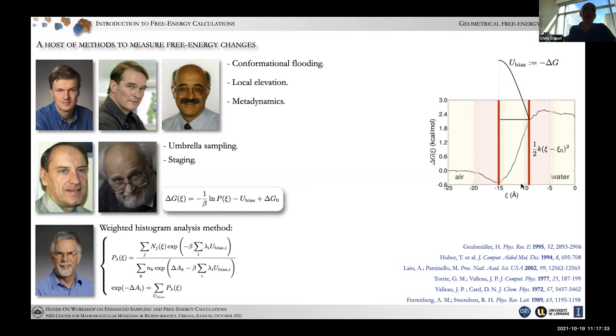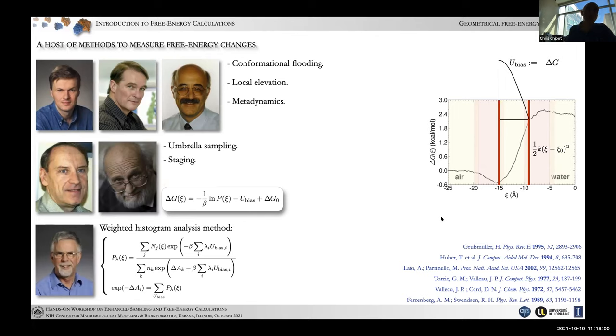Okay, so I do that for the different windows. You will note that these different windows have some overlap. It's important because we need an overlap to reconstruct the full free energy landscape from minus 25 to zero. And so you can do that manually.